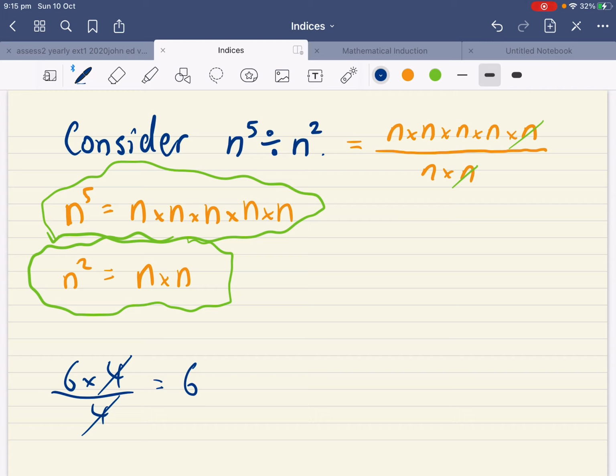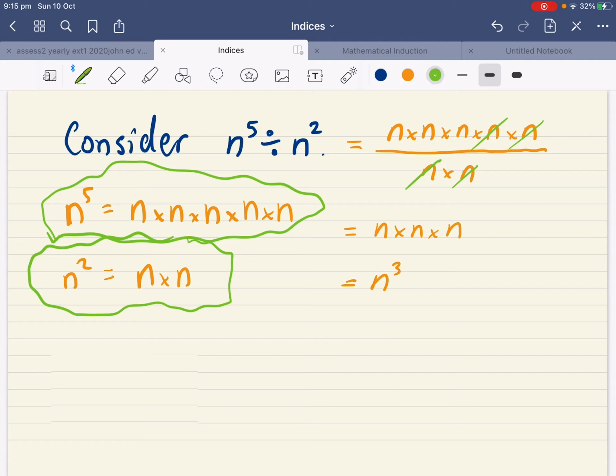So what does that mean for us up here? We have an n on the top and bottom. They will cancel each other out. And same as these next two n's. They will cancel each other out as well, leaving us with n times n times n, which of course is, in index notation, n cubed. This here is the correct answer. So for this question, n to the power of 5 divided by n squared, the answer is n cubed.